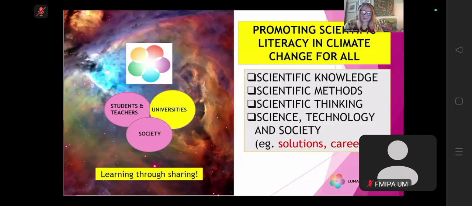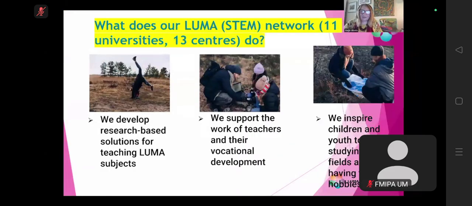We trust on learning through sharing. In our Luma STEM network nowadays, it's 11 universities and 13 centers. We are developing research-based solutions for it. We are supporting teachers and their vocational development, and we are also trying to find different ways how the children and youth can engage on sustainability and sustainable energy.